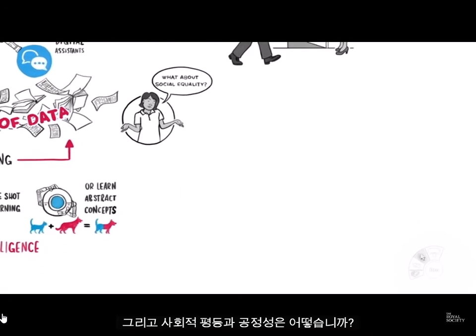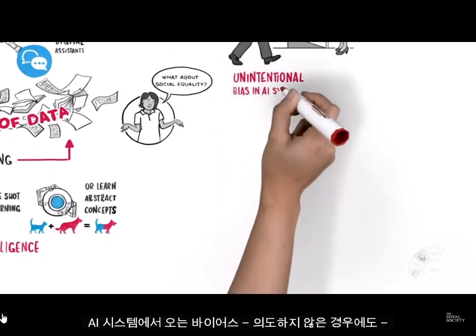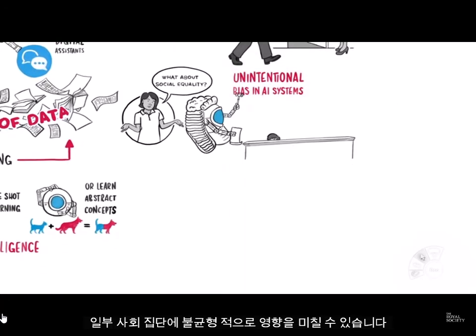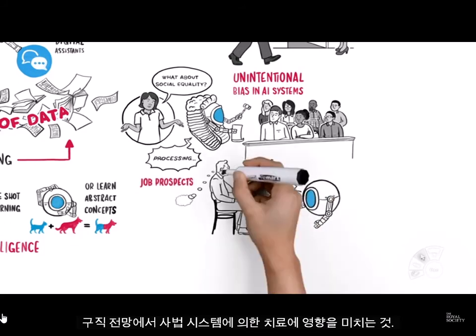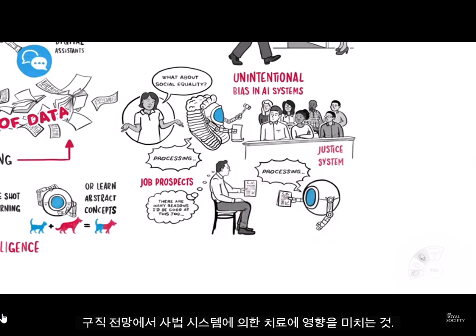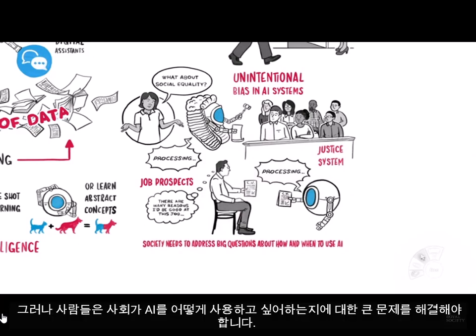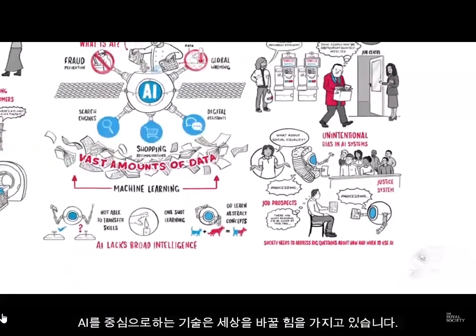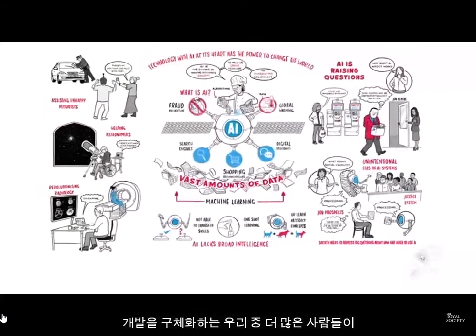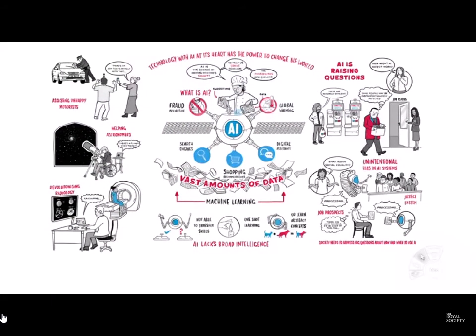And what about social equality and fairness? Bias coming from AI systems, even if unintentional, could disproportionately affect some social groups, influencing anything from job prospects to treatment by the justice system. Technology can play a role in helping to manage bias, but people need to address big questions about how society wants to use AI. Technology with AI at its heart has the power to change the world. The more of us that engage with shaping its development, the more chance we have to ensure a better, fairer future with AI.